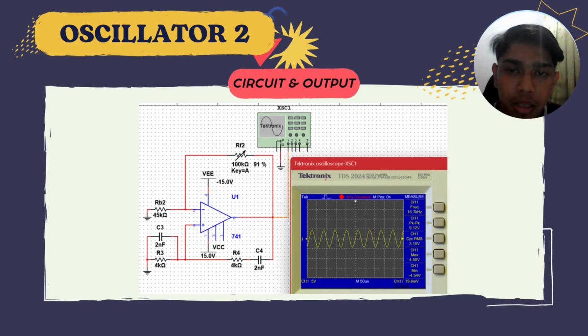Okay, this is oscillator 2. This is the circuit for oscillator 2. And then this is the output for oscillator 2.